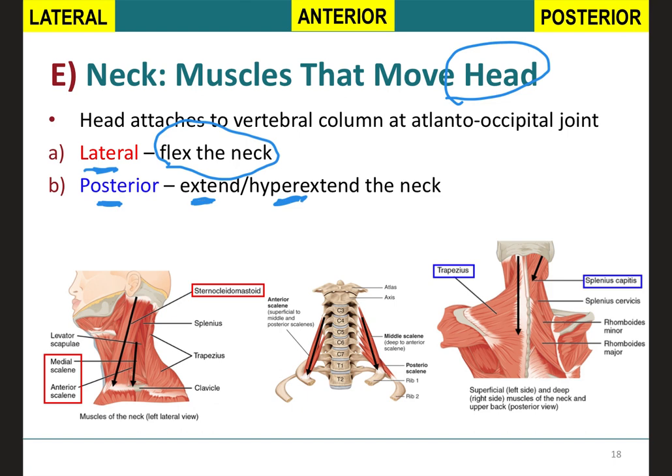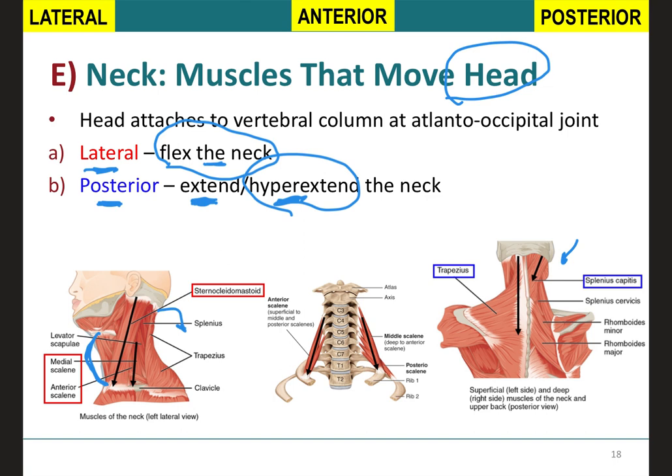So extend the neck, if we are in an anatomical position, which is this image, for example, over here, our neck is already extended. But when we flex the neck, meaning that we will decrease the angle anteriorly on the neck, and we want to move the neck back to an anatomical position, we're going to be extending the neck. However, if we pull our head further back, then that will be hyperextension.